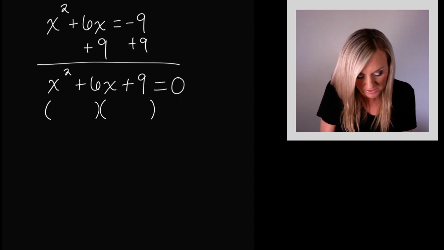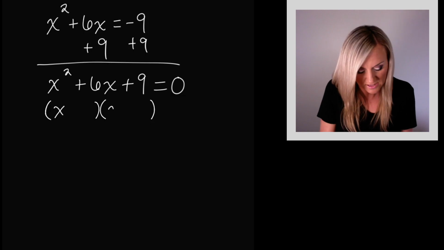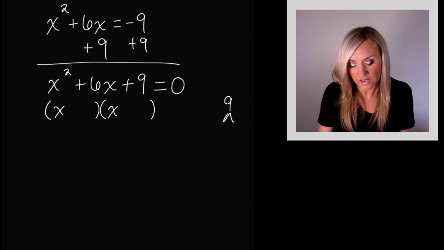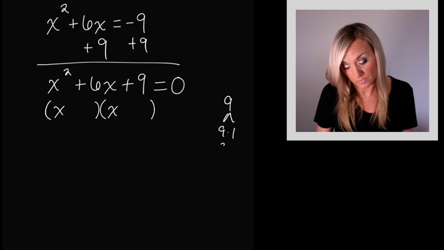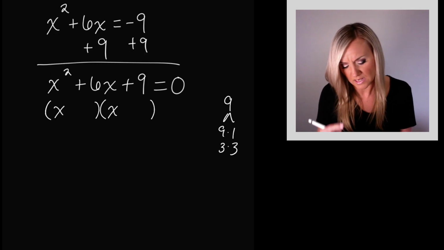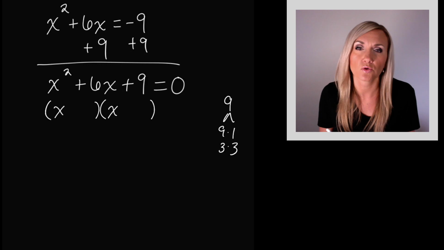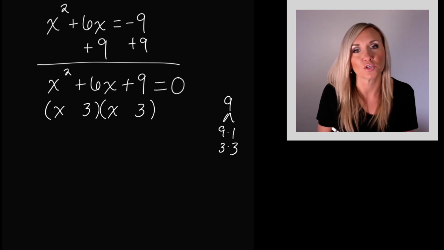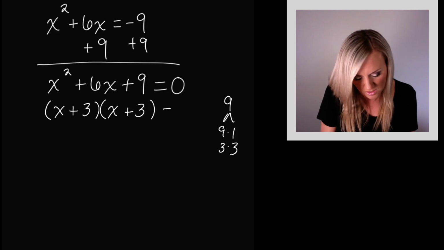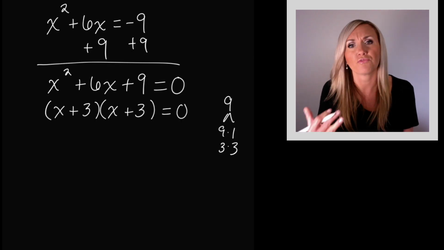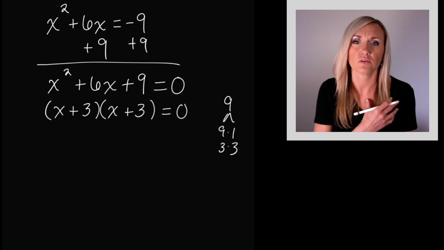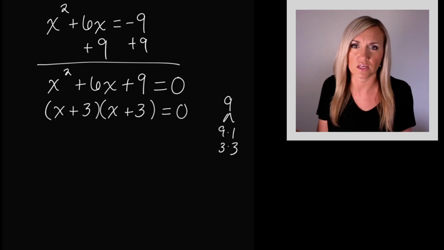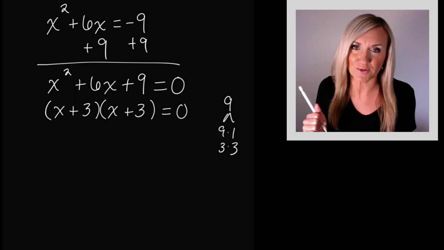I'm going to break it into two parentheses right away. x times x gives us our x squared, and our factors of 9 are 9 and 1, or 3 and 3, and 3 and 3 are the two that are going to work because when we add 3 and 3, we get the middle term of 6. All right, so don't forget that factored form does still equal 0. I see sometimes students just write the factored form and then they drop the equals 0. Don't drop the equals 0.